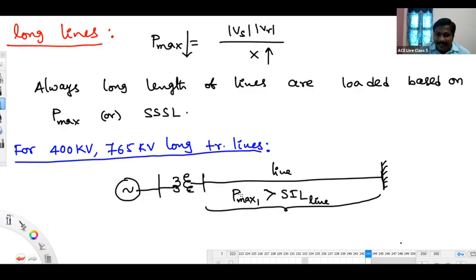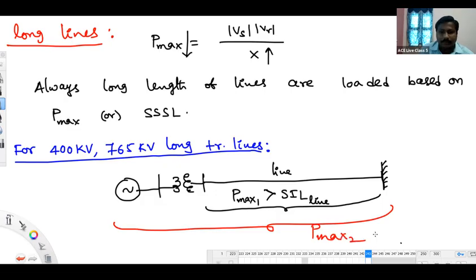Is it the P maximum 1 value, or is it the P max of the whole network starting from generator to infinity? I'll show this whole network P maximum as P max 2. Based on what P maximum should we keep the loading? Is it P maximum 1 or P maximum 2?